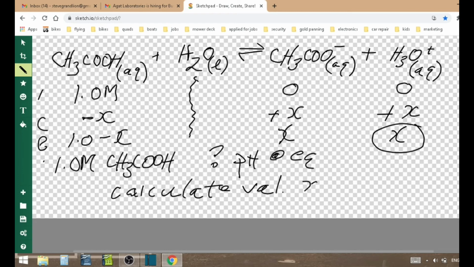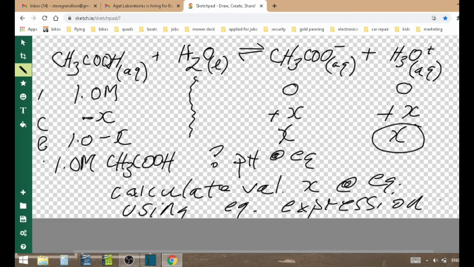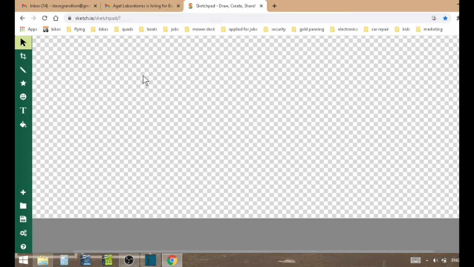We're going to calculate the value of X at equilibrium using the equilibrium expression. So we're going to calculate X. Well, how do we do that? We use the equilibrium expression. The equilibrium expression is what I showed earlier that we create based upon the balanced chemical equation.